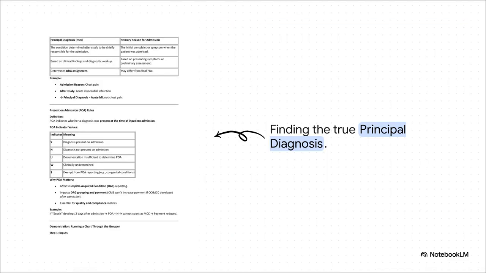Think about it like this. A patient is admitted and their primary reason for being there is chest pain. But after the clinical team runs an ECG and checks cardiac enzymes, the workup establishes the true diagnosis, an acute myocardial infarction. Therefore, the principal diagnosis, the condition established after study, is the acute MI. If a coder just threw chest pain on the claim because it was the admitting complaint, the MS-DRG would be totally wrong and drastically underpaid, simply because chest pain is just a symptom of the actual underlying problem.